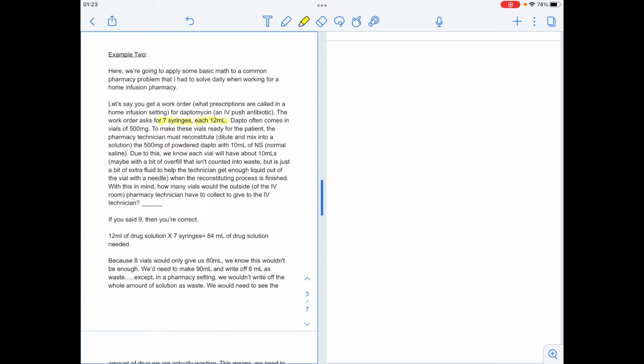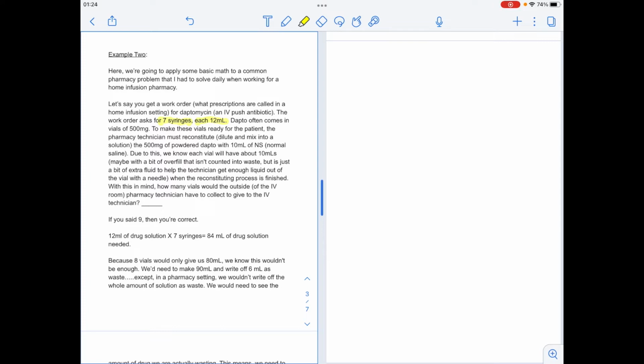Due to this, we know that each vial will have about 10 milliliters inside. It might have a little bit of what's called overfill. That's a little bit of extra liquid to help the technician get all of the liquid needed out of the vials. But we're not going to count that in this particular equation. So when reconstituting is finished, we'll have about 10 milliliters out of that 500.